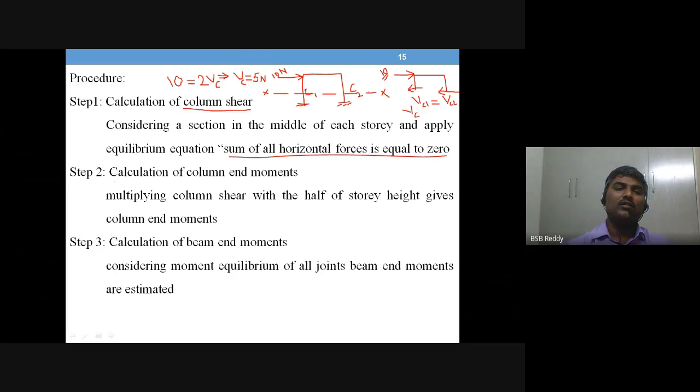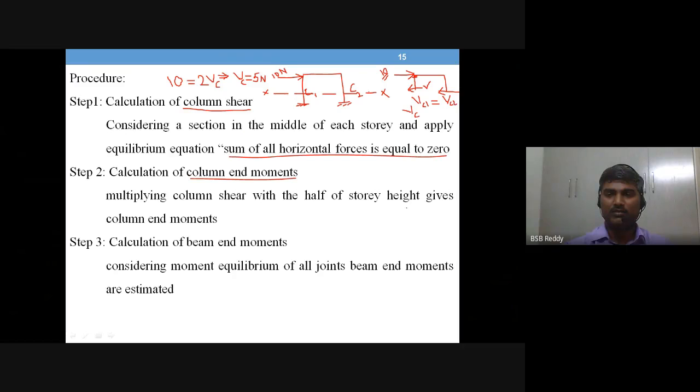Next, you have to calculate column end moments. As you know the column shear value, you can calculate the end moments easily. So that's why you need to take step 2 as column end moments, because you see, I know this force to get the moment at this end of the column.